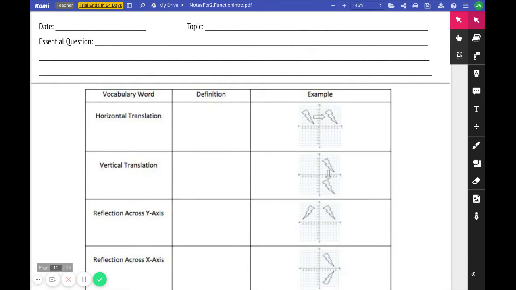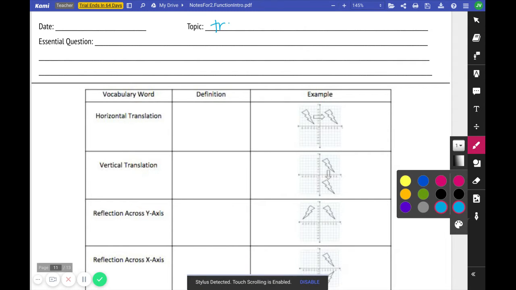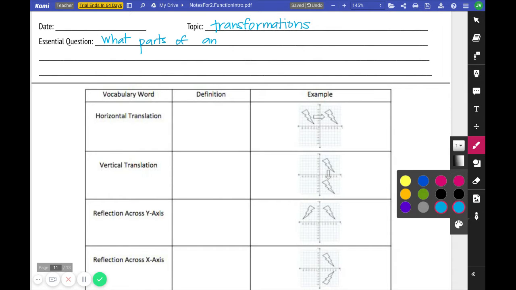Diving into transformations today. And for the most part, our experience with transformation is going to be pretty chill until we get into specific equations like quadratics or absolute value or bigger polynomials. But as we're diving into this, I want you thinking about what parts of an equation change with each transformation.